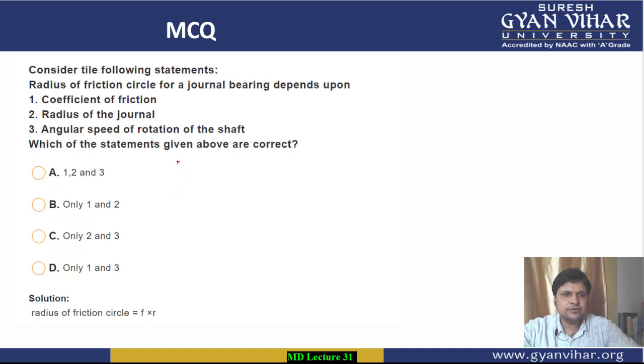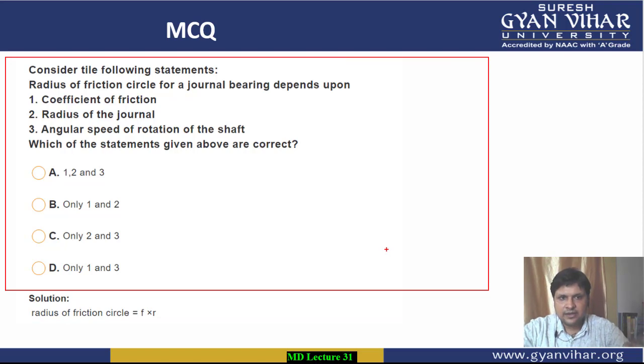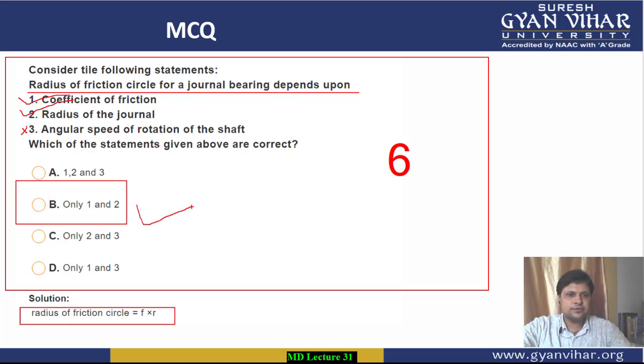Coming into multiple choice question number 6. Consider the following statement. This is our multiple choice question number 6. Radius of friction circle for a journal bearing depends on... we all know the radius of friction circle is given by coefficient of friction into R. So first is correct, second is correct, no relation with the third. So 1 and 2 means B is the correct option.